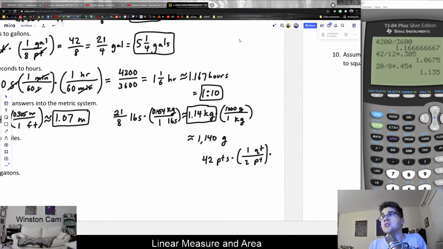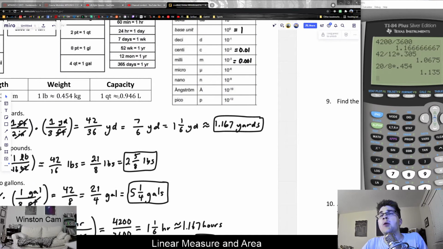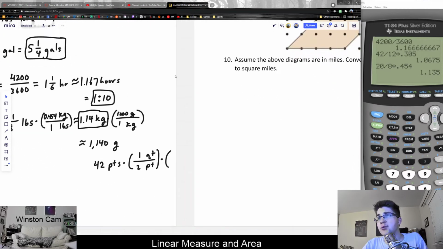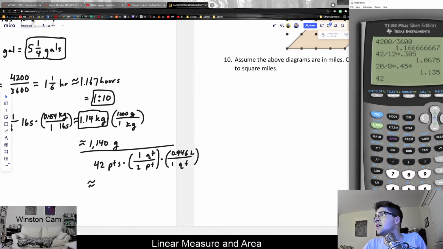And then if I want to turn this into liters, I could use the liter conversion factor, which is 1 quart is approximately 0.946 liters. And this would give me an approximation to how much 42 pints is in liters. So 42 divided by 2 times 0.946.